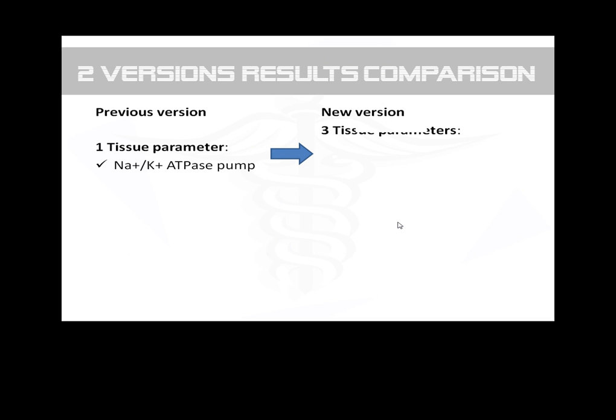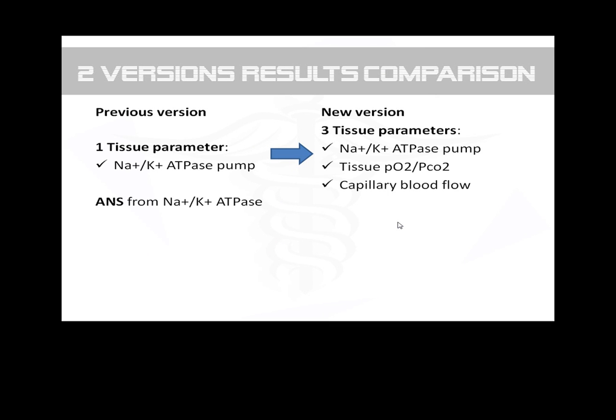Two versions results comparison. Previous version, 1 tissue parameter, sodium-potassium ATPase pump activity. New version, 3 tissue parameters: sodium-potassium ATPase pump activity, tissue oxygen and carbon dioxide pressure, capillary blood flow. Previous version, autonomic nervous system activity from the sodium-potassium ATPase pump activity, no standardization in interpretation. New version, autonomic nervous system activity from heart rate variability, standardization in interpretation.